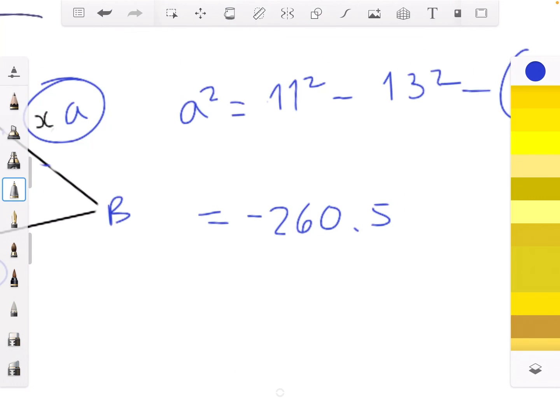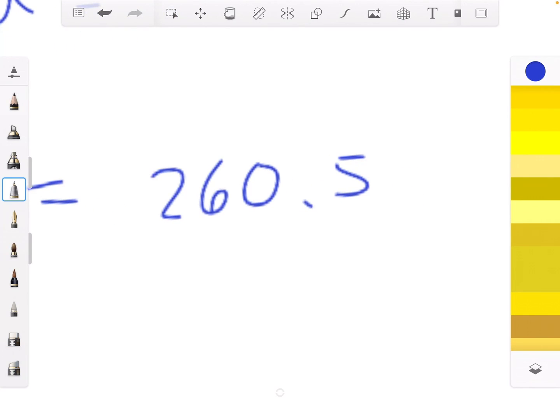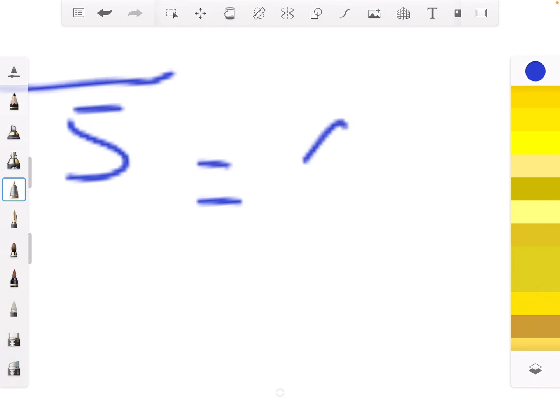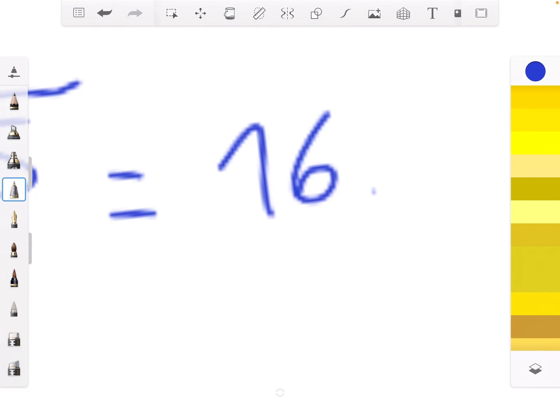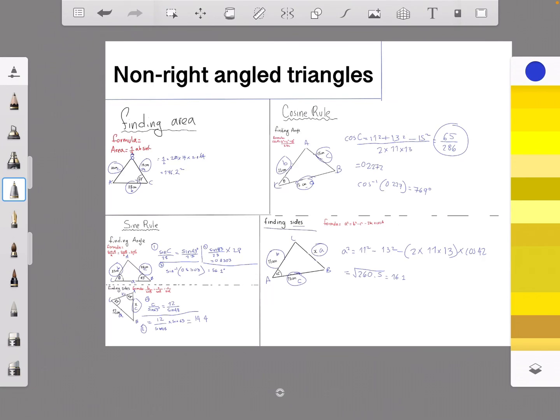Whenever you get an answer that is negative, you just have to remove the negative, and then you square root it. That's your final step. That's it. And you get 16.1. Okay, that is how you do non-right triangles. Bye-bye.